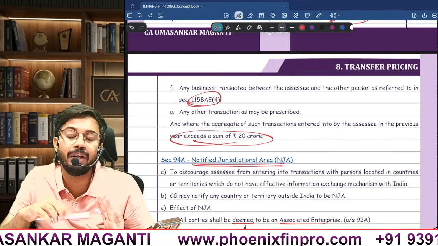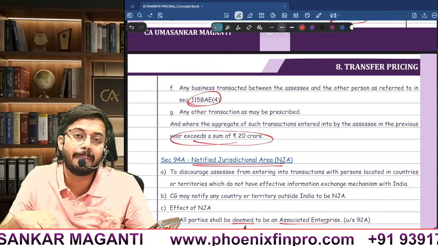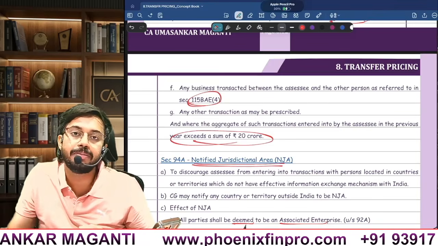With this, we are going to conclude the theory part. From tomorrow, we are going to solve problems of transfer pricing.